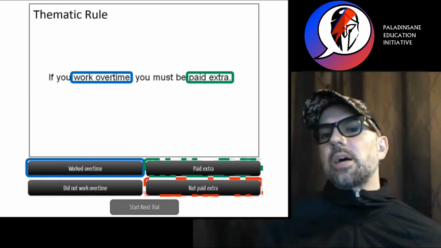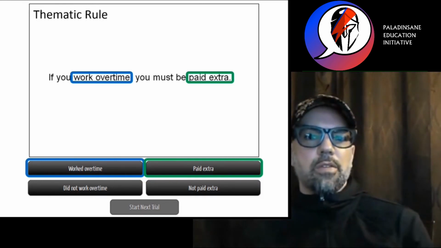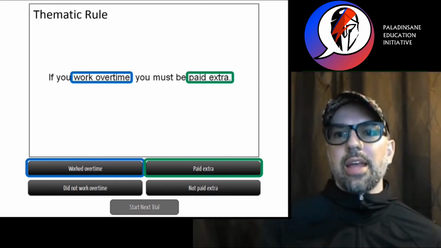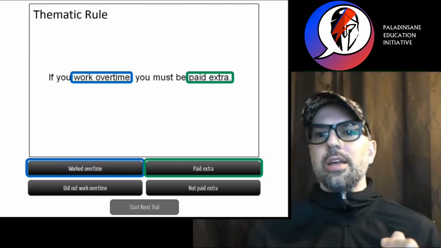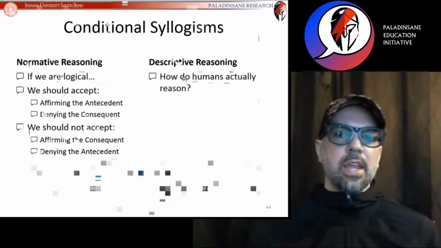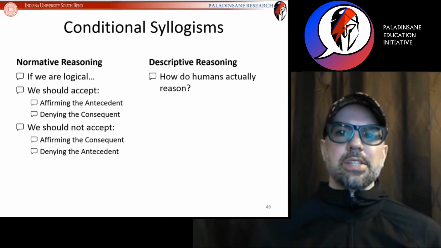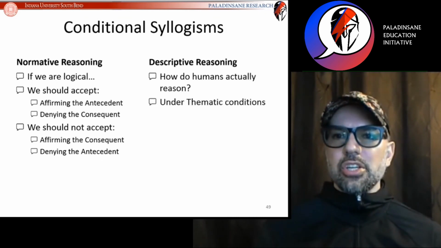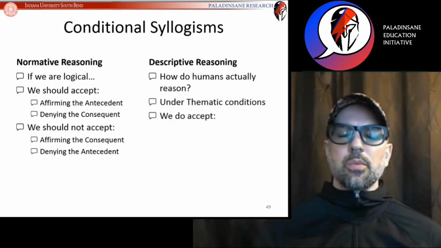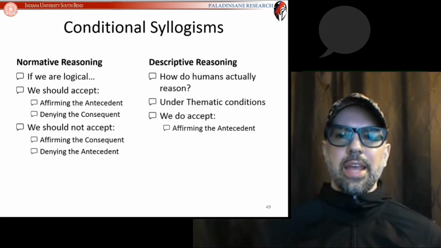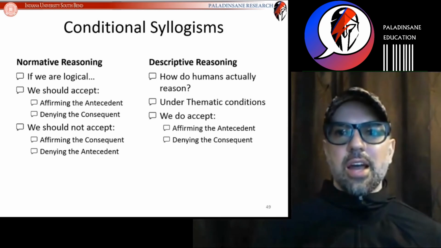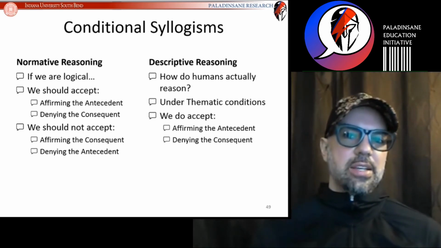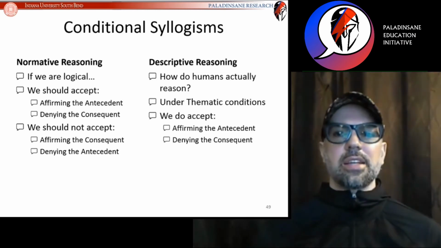This is what we sometimes will fall for. Check the work overtime card and check the paid extra card. And again, that paid extra one, that is affirming the consequent. That's an invalid argument. So for descriptive reasoning, under thematic conditions, what do we accept? Well, we typically do affirm the antecedent, and we are actually better at denying the consequent. We're actually better at doing that correct, valid argument of denying the consequent.